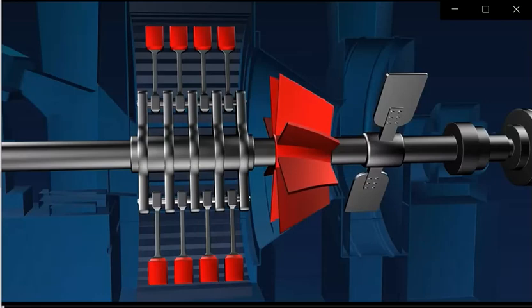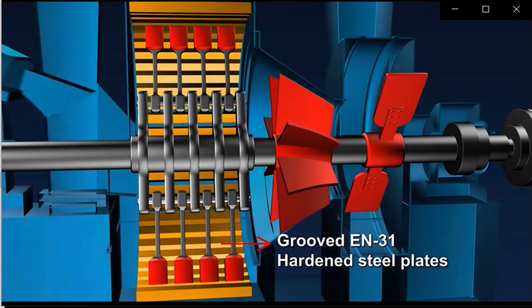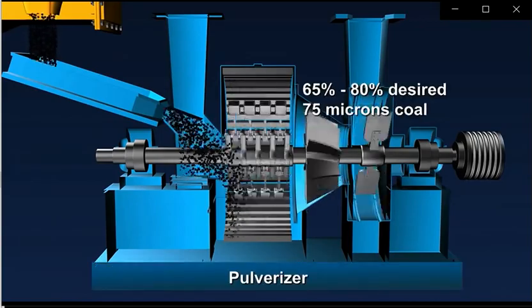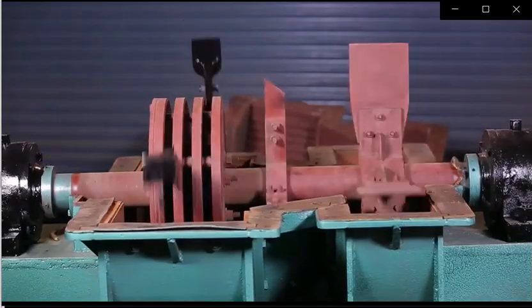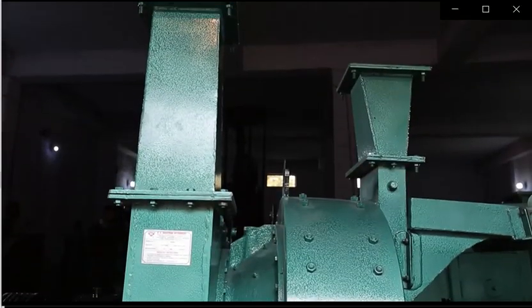Proper dimensions and thickness are to be ensured in the classifier. Grooved EN31 hardened steel plates or casted high manganese should be used in the liners. This will help achieve 65 to 80% of the desired 75 microns. The performance of a coal pulverizer can be gauged from the size and uniformity of the coal output.